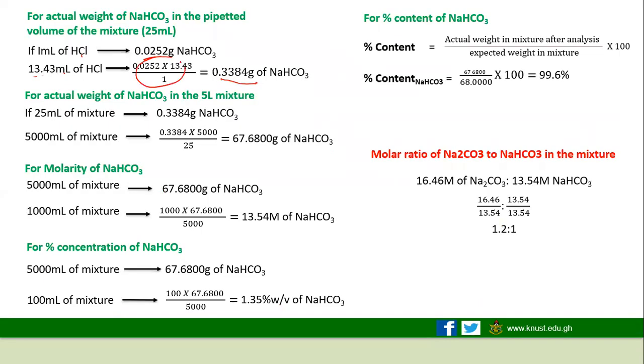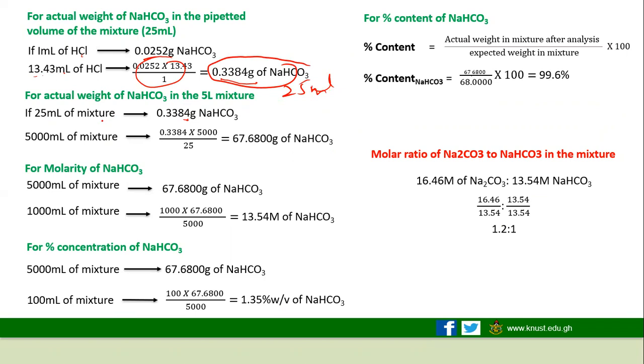We do cross multiplication here. We get 0.33484 grams of this. Now you realize that this one would be present in the 25 ml. That's the 25 ml aliquot that was used as the analyte, right? Now, if 25 ml contain this, then the 5,000 milliliters will contain how much?